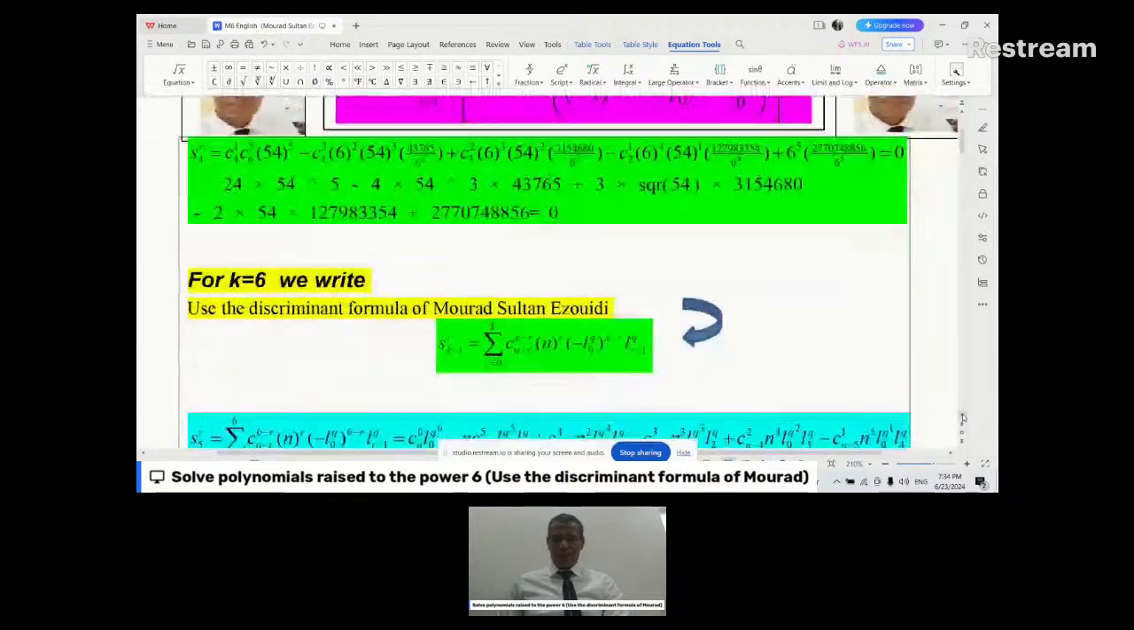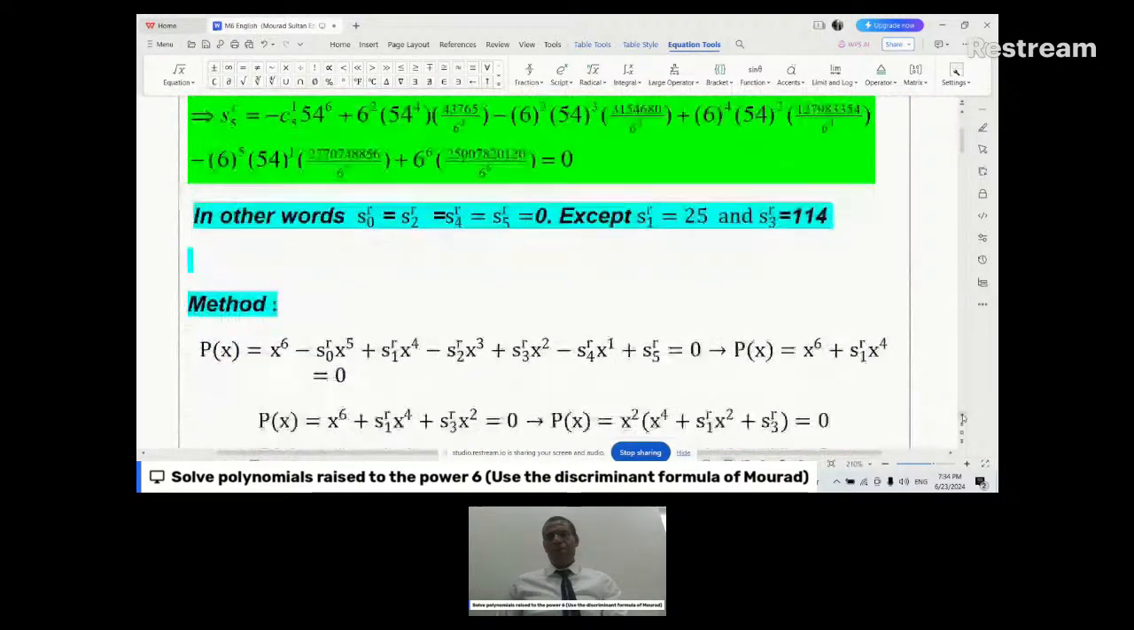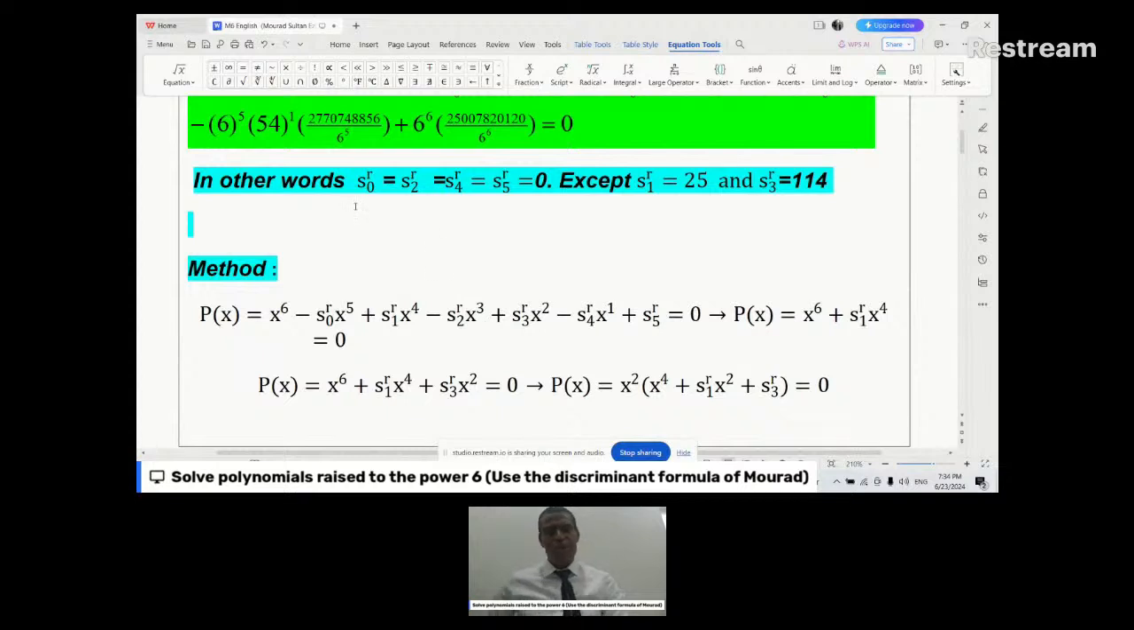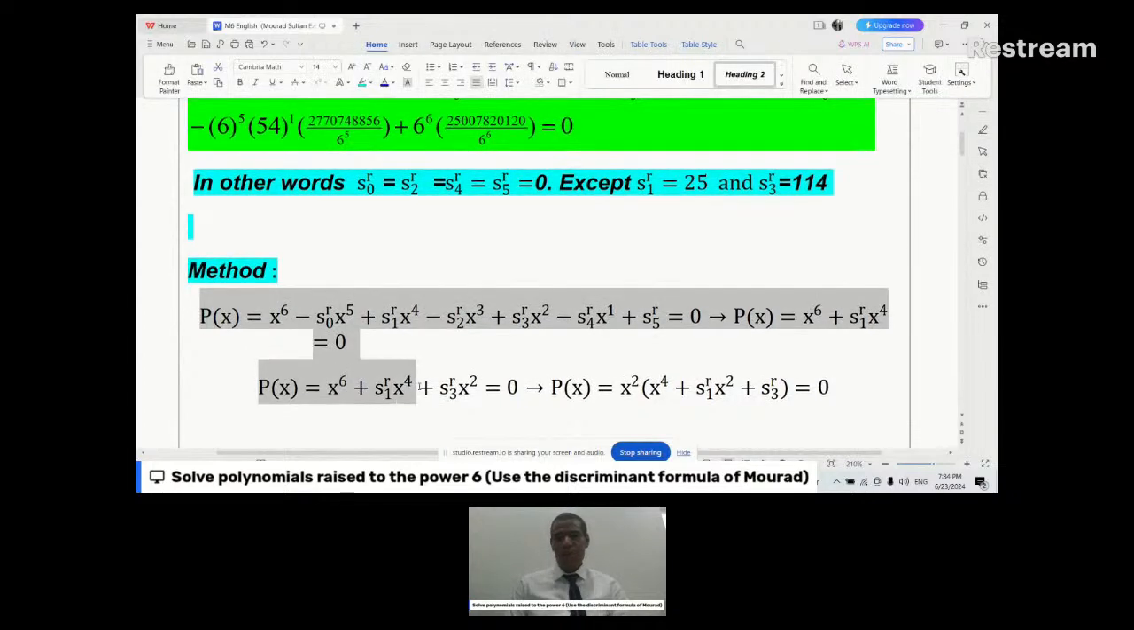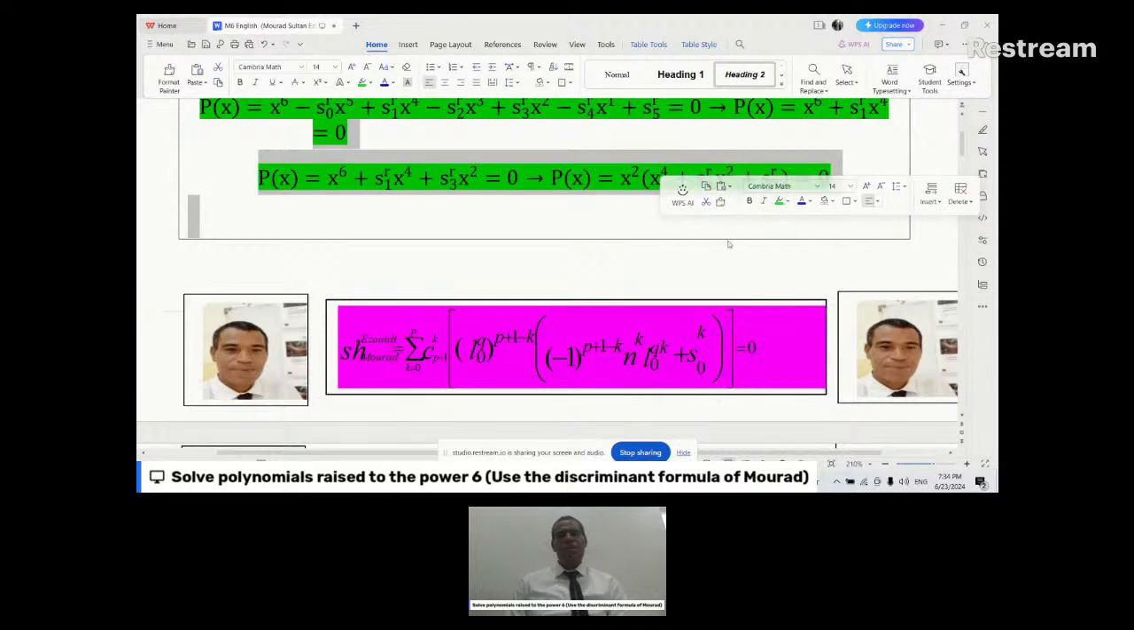We continue. So S0 is equal to 0, S2 is equal to 0, S4 is equal to 0, S5 is equal to 0, except S1, which is equal to 25, and S3 equal 114. Now, we'll try to write our new polynomial derived from the discriminant formula of Mourad Sultan Ezouidi. I will use this green.